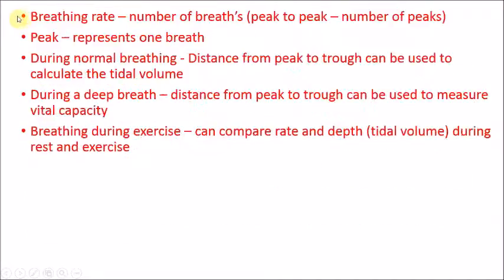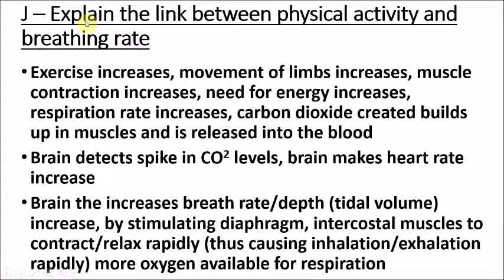Objective I I'm going to miss, and I'm going to move straight to objective J, and it's to explain the link between physical activity and breathing rate. Now, it's fairly simple. As you exercise and that increases, you move your limbs more. So muscle contraction increases and the need for energy increases. Therefore, you have to have more respiration in your cells, and carbon dioxide is made a lot more.